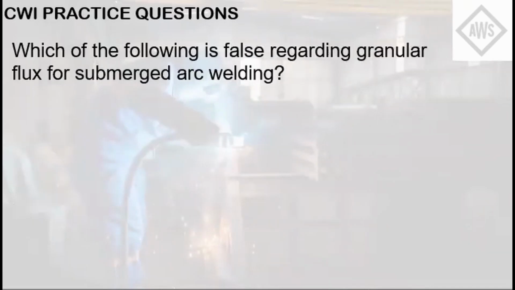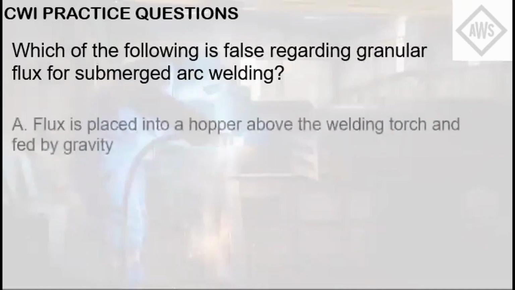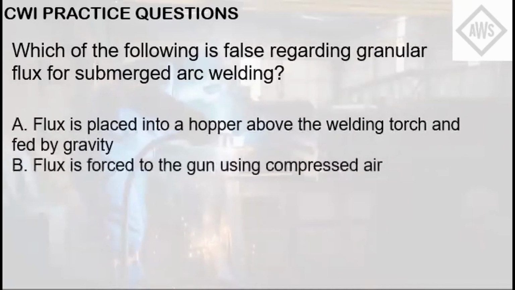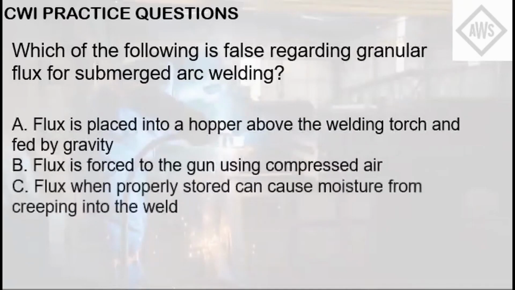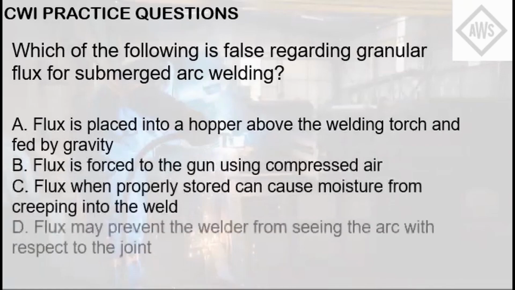Which of the following is false regarding granular flux for submerged arc welding? Letter A, flux is placed into a hopper above the welding torch and fed by gravity. Letter B, flux is forced to the gun using compressed air. C, flux when properly stored can cause moisture from creeping into the weld. Letter D, flux may prevent the welder from seeing the arc with respect to the joint. So let's run through the choices here.